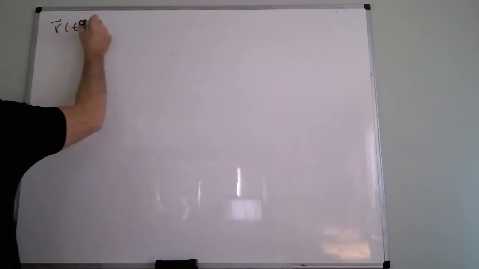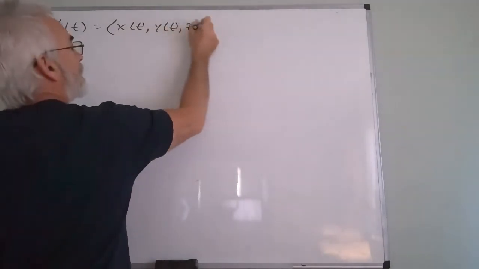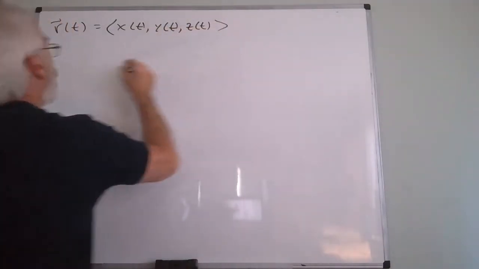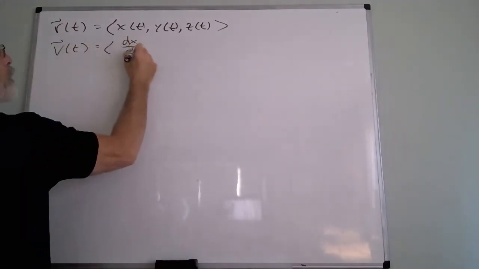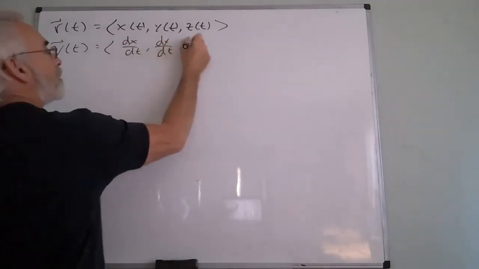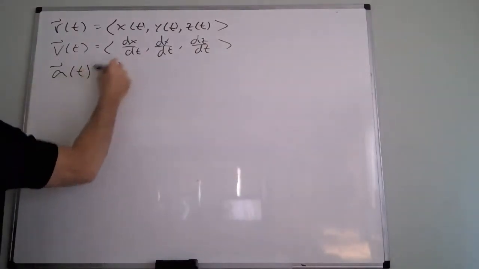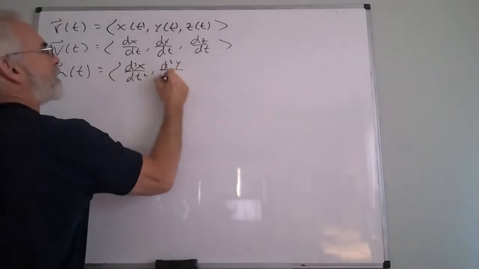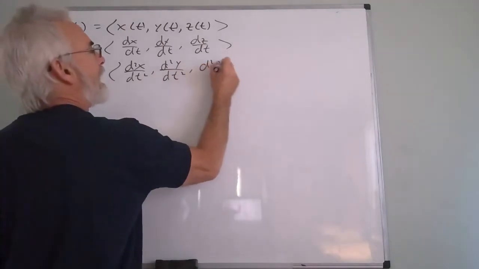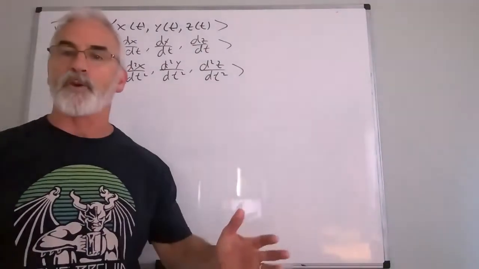I've got an R of t, which is, of course, x of t, y of t, z of t. Okay, we know that v of t is dx dt, dy dt, dz dt. And of course, then a of t would be each of those second derivatives. I know that, but the problem is those things might not be as useful because these pieces don't tell me directions. They don't tell me where I'm going next.